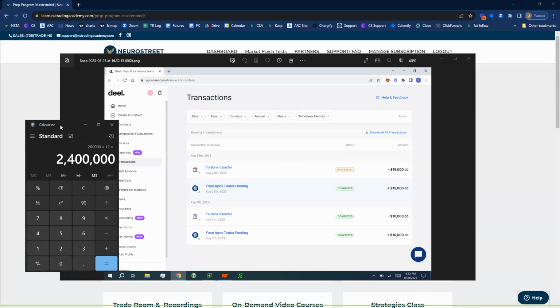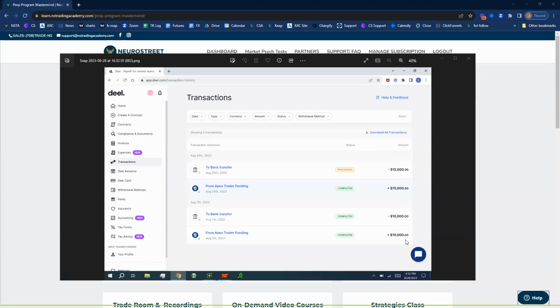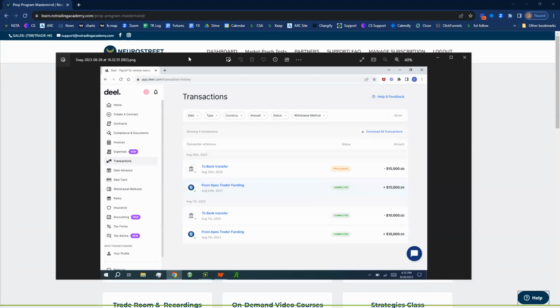Oh, by the way, this isn't the only trader that does that. There are traders in our community that do this regularly. So if you're wondering, do people actually make money trading? Yeah, they sure as heck do. Here's an example of 2 payouts in August, 15,000 and 10,000. So it's 25,000. Now, just because you make all that money each month doesn't mean you have to take it all out. Take what you need, keep building on the rest.